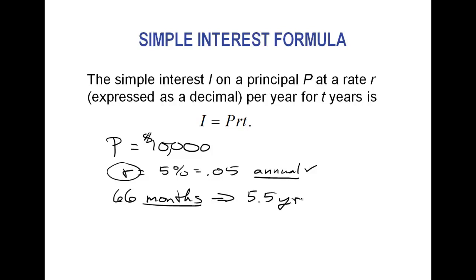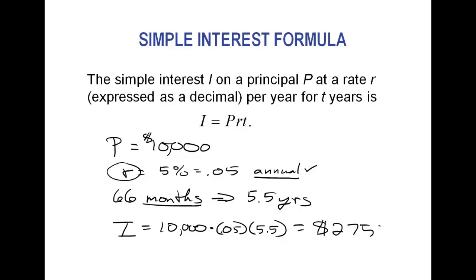So this is 5.5 years. Now you can figure out the interest you're going to owe: $10,000 times 0.05 times 5.5 years, which gives you a grand total of $2,750. $2,750 is what you would owe at the end of 5.5 years. Okay, so make sure that your T and your R are both in the same unit of measure.